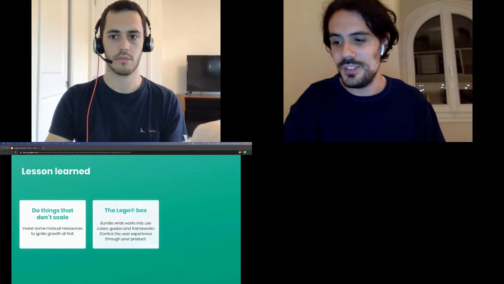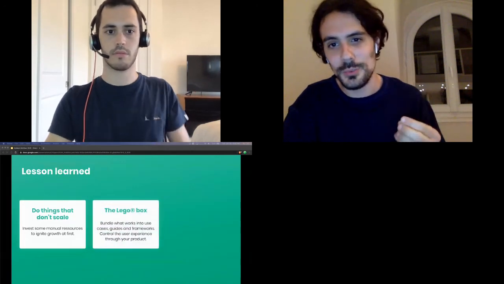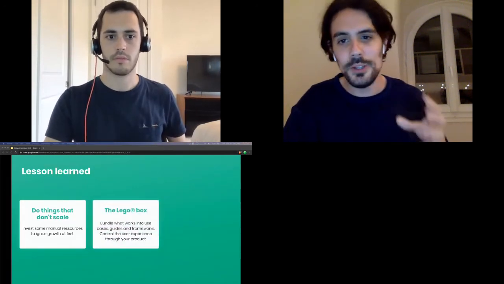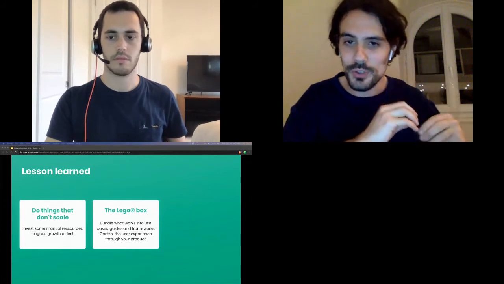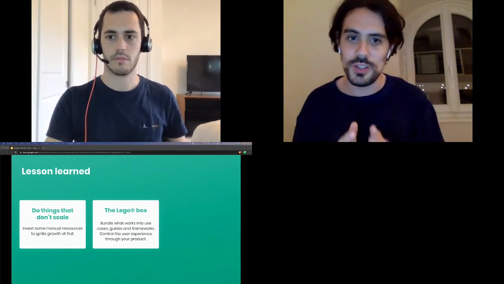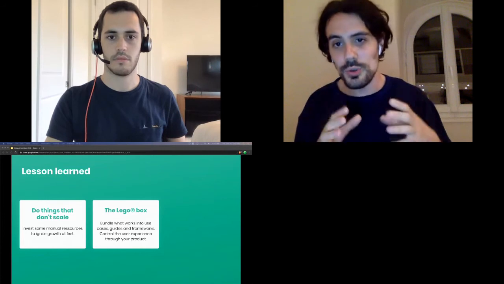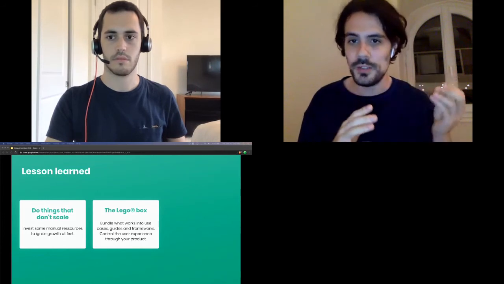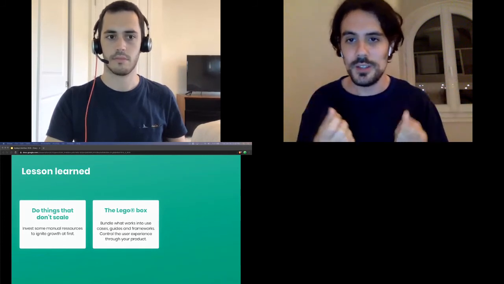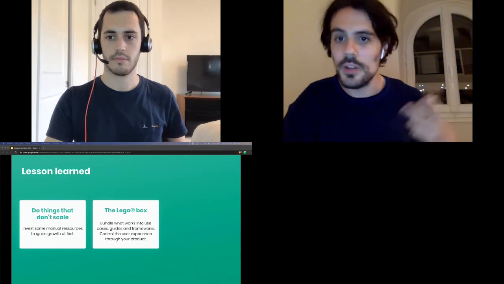Second is the Lego box. I think we really see that in the way we build frameworks in the product. Bundle what you see working with customers, with partners, into frameworks that are really, really easy to use, and control the user experience as you grow so that partners and customers get a better outcome out of this.